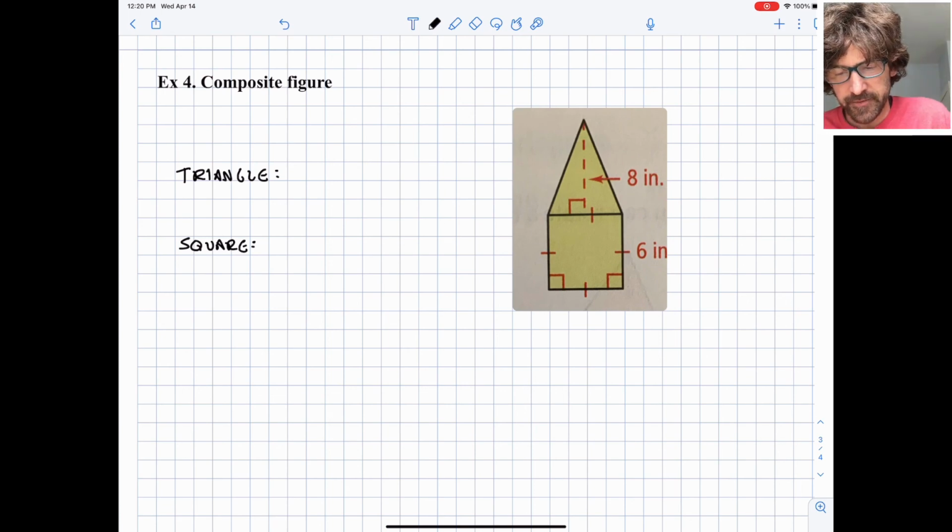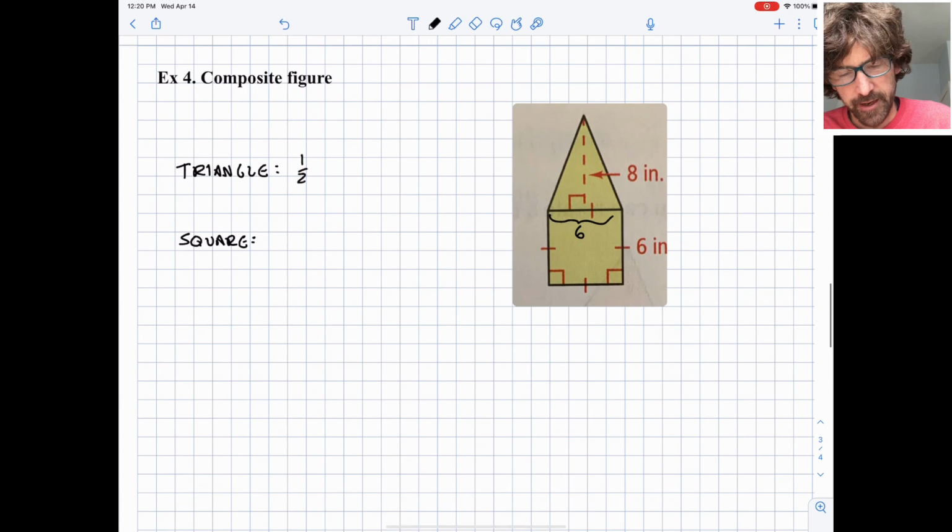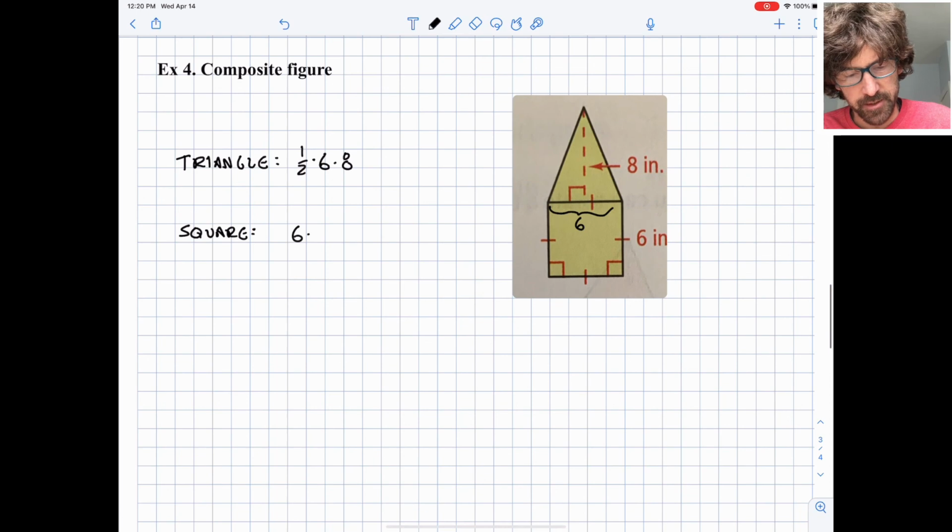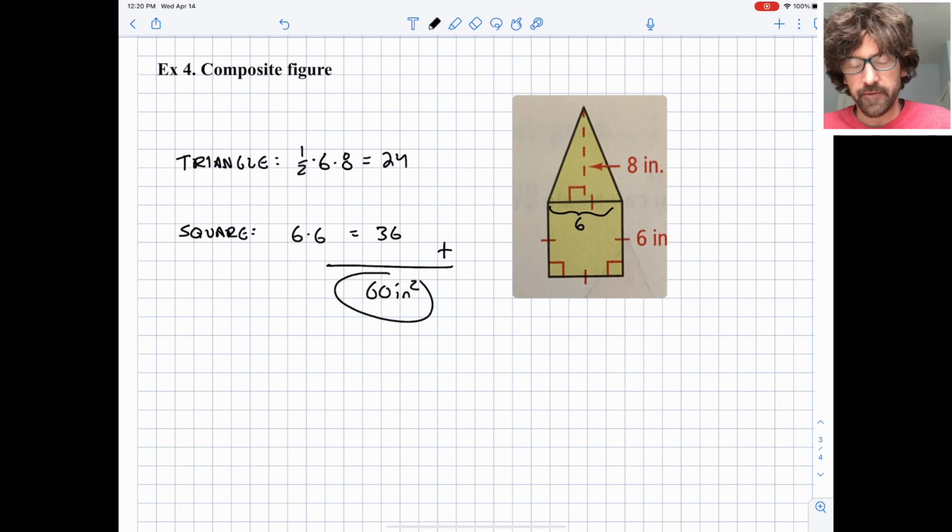We know that opposite sides of a square are congruent, so that's going to be a base of 6. So the triangle has an area of 1/2 times 6 times 8, and the square has an area of just base times height, which is 6 times 6. So 1/2 times 6 times 8 is 24 square inches, plus another 36 square inches, and those added together will give us a total of 60 square inches. That would be the area of that composite shape. Just keep track of your shapes, and you should be fine.